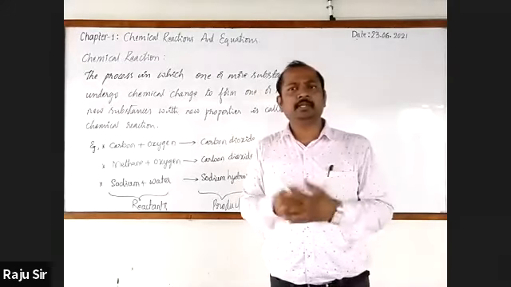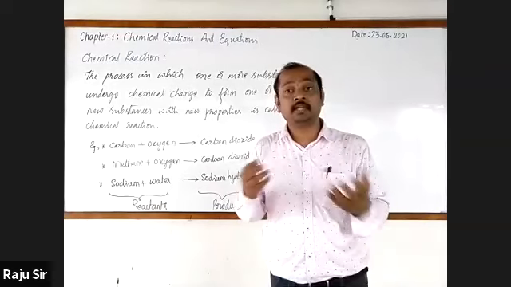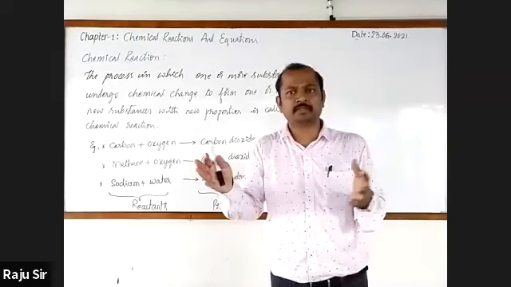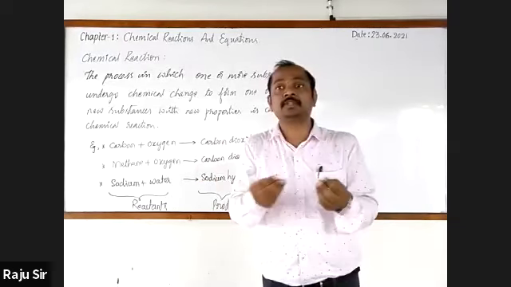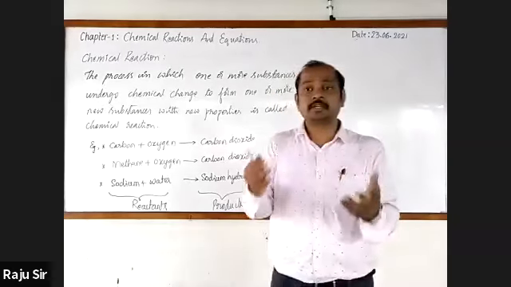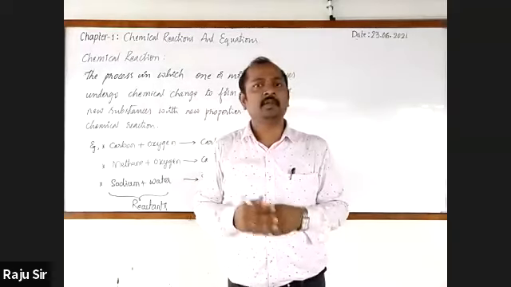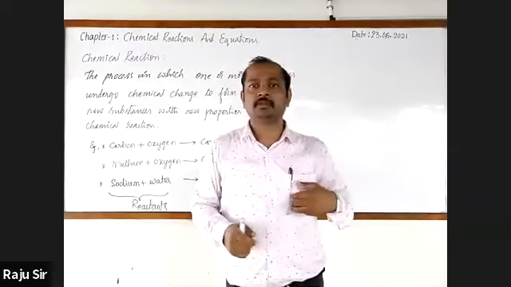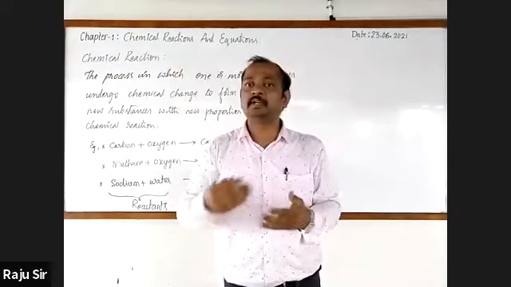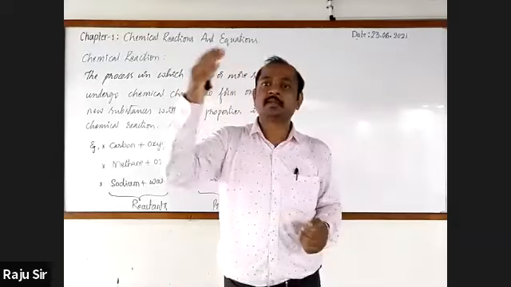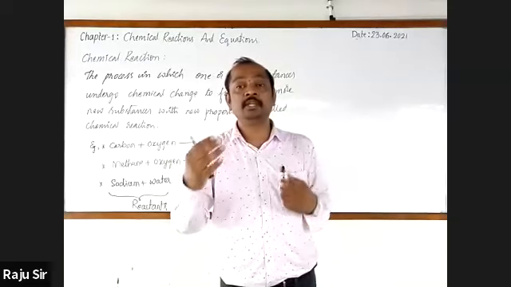Then you all may be thinking, sir, how can we come to know whether a chemical reaction has taken place or not? You will observe many things. And sometimes we'll be unable to identify whether it is physical or chemical change. Under such condition, how can we come to know whether a chemical reaction has taken place? Dear students, to identify the chemical reaction, we have some criteria, nothing but some characteristics of chemical reactions. So now we will come to know these characteristics.